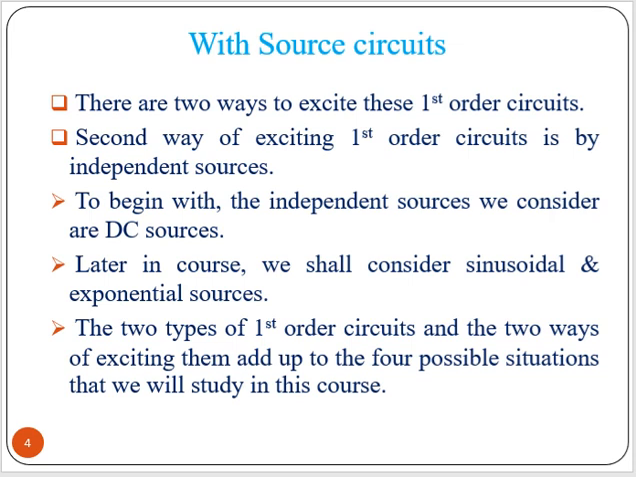And the second way of exciting a first order circuit is by independent sources. To begin with, we consider the independent sources as DC sources. Later in the course we will consider sinusoidal and exponential sources also. So there are two types of first order circuits and two ways of exciting them. One is natural response, where initial stored charge dissipates in resistors, or you can have some independent sources, then we have some other kind of response that is called steady state response.